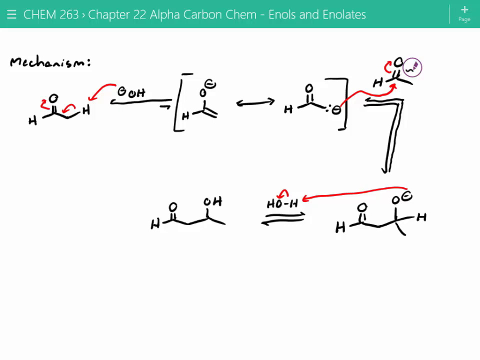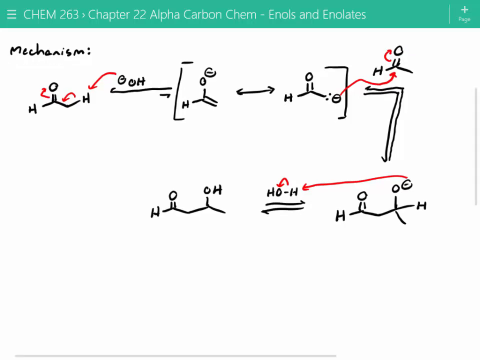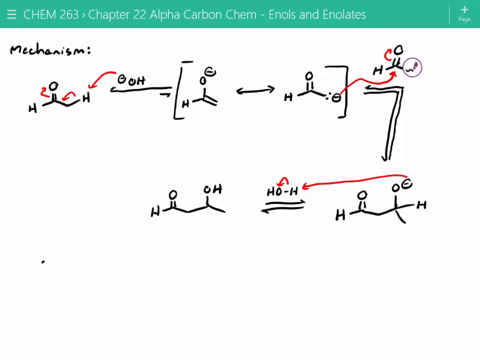It is still under equilibrium conditions, though, which means that you can actually do the reverse reaction for this. And we'll talk about that here in a second. All right, there's a couple key points, though, that I wanted to bring up before we cover the reverse reaction. And the first one is that aldol addition is favored with aldehydes versus ketones.